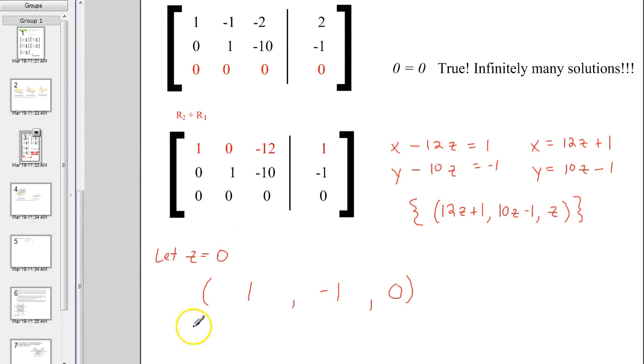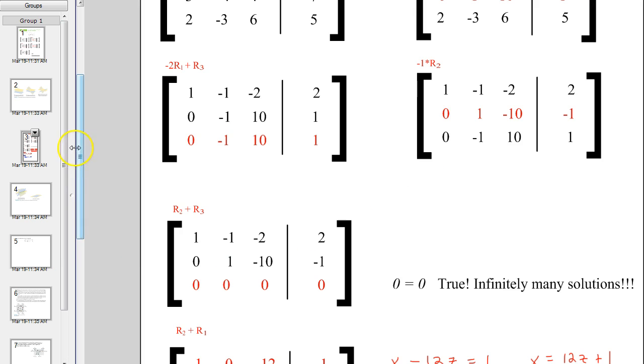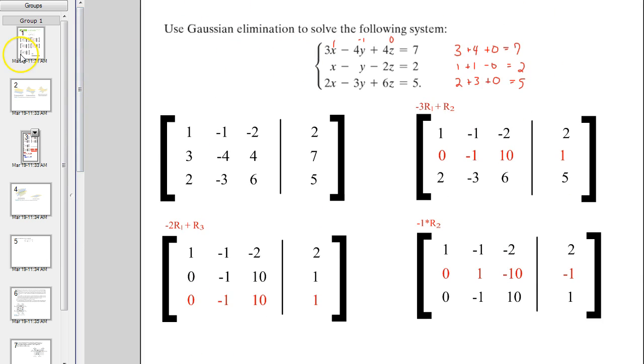If I change this and let z equal 1, 12 times 1 is 12 plus 1 is 13. 10 times 1 is 10 minus 1 is 9. So 13, 9, and 1 is a solution to the system. So now I'm going to say x is 13, y is 9, z is 1. So 3 times 13 is 39, minus 4 times 9 is 36, plus 4 times 1 is 4. And I get 39 minus 36 is 3, 3 plus 4 is 7.